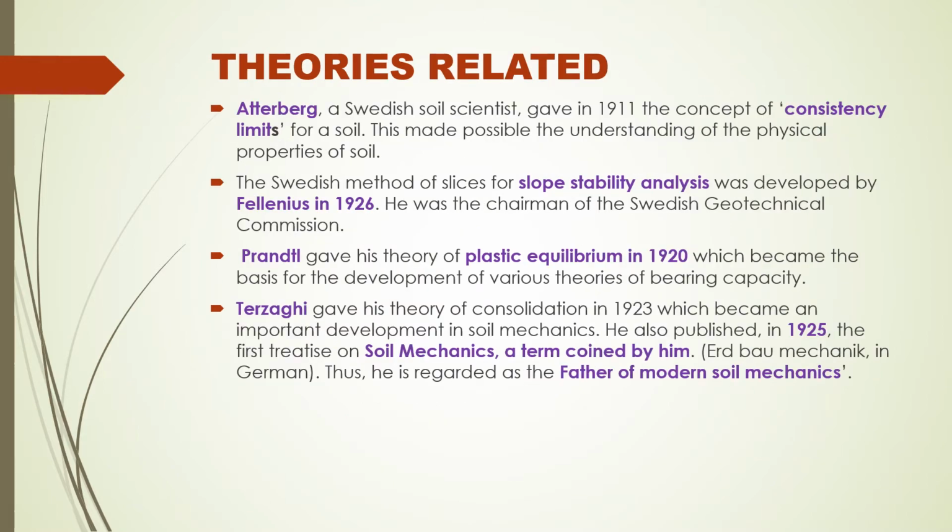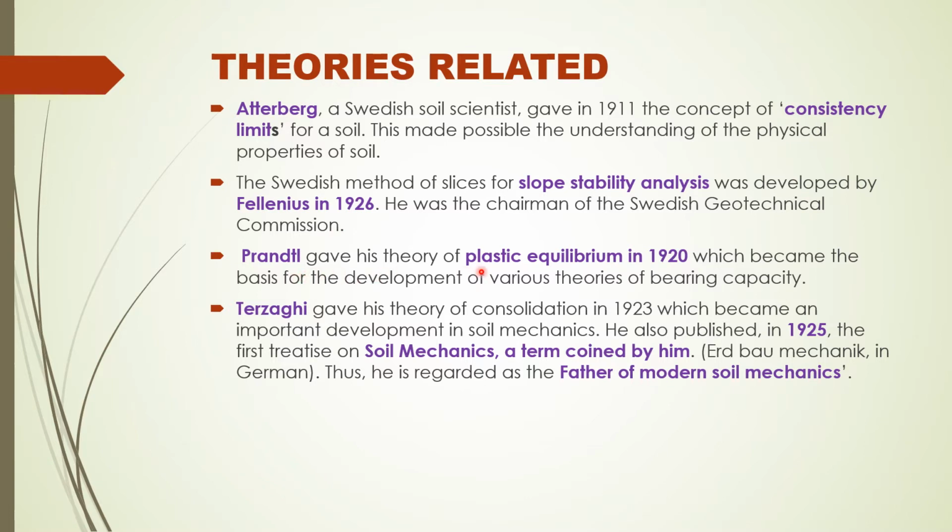Next is the consistency limit. Atterberg, a Swedish soil scientist, gave in 1911 the concept of consistency limits for a soil. This made possible the understanding of the physical properties of the soil. The Swedish method of slices for slope stability analysis was developed by Fellenius in 1926. He was the chairman of the Swedish Geotechnical Commission.